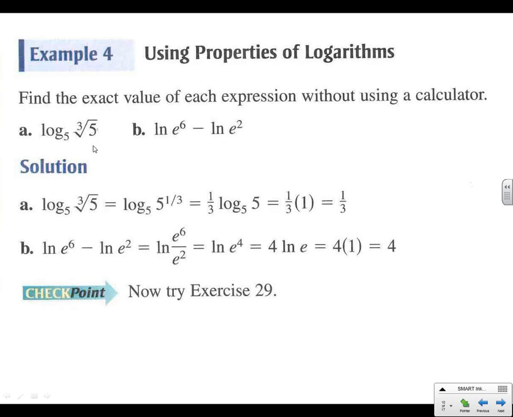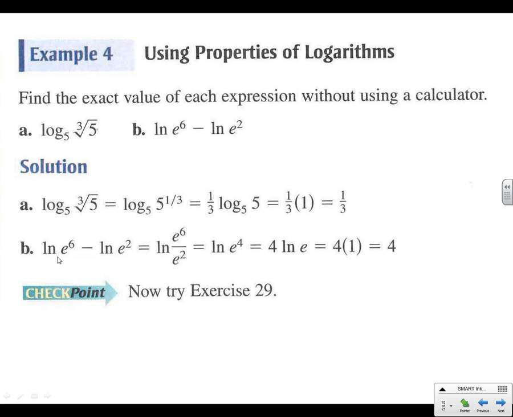Example 4. We're going to try these again. How would we expand these and find the exact value without using a calculator? The third root of 5 is the same as 5 to 1/3. Okay, we agree with that. What can we do with the 1/3? We could bring it out front. So there's the 1/3 out in front. Log base 5 of 5 just turns into 1. 5 to the first power is 5. So 1/3 times 1 is 1/3.